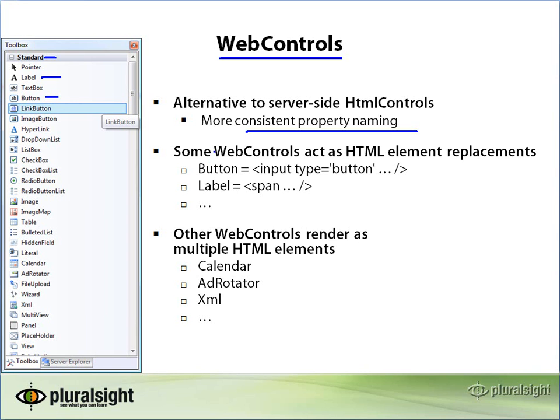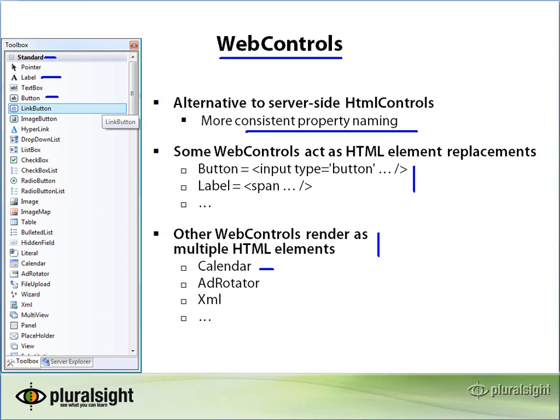A lot of these web controls are simply replacements for HTML. You'll notice many of them only render as a single HTML element. The button will render as an input, the label renders as a span, the text box renders also as an input with the type set to text, hyperlink renders as an anchor tag, etc. So many of these are simple replacements for HTML. Others, however, are more complex, more compound renderings.